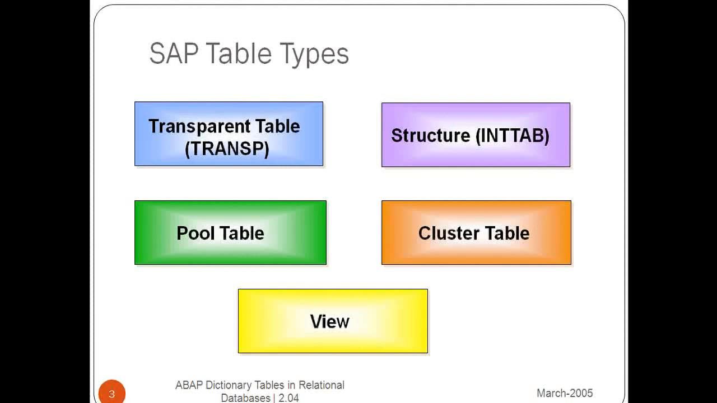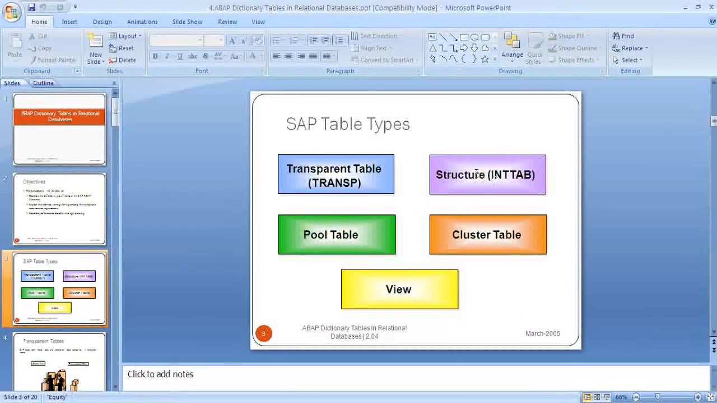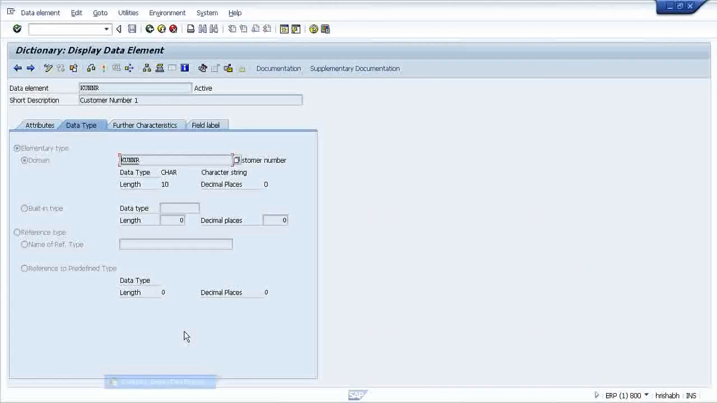Now, these are the kinds of tables possible in the ABAP dictionary. It could be a transparent table, structure, pool table, cluster table, and view. Pool tables and cluster tables are completely outdated. Now what exactly is a transparent table? Most of the tables are transparent tables only. What is a structure? A structure is nothing but a skeleton. So let me show it.